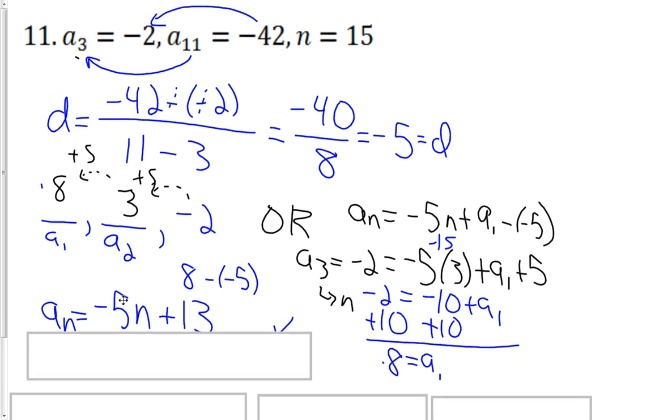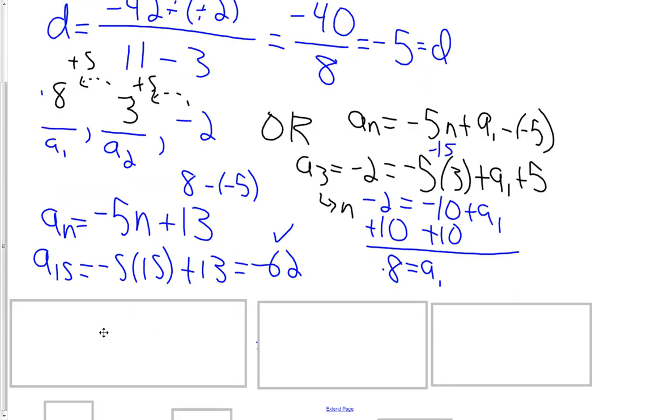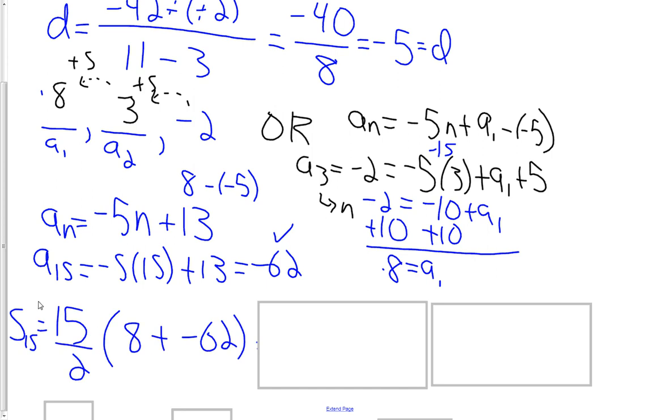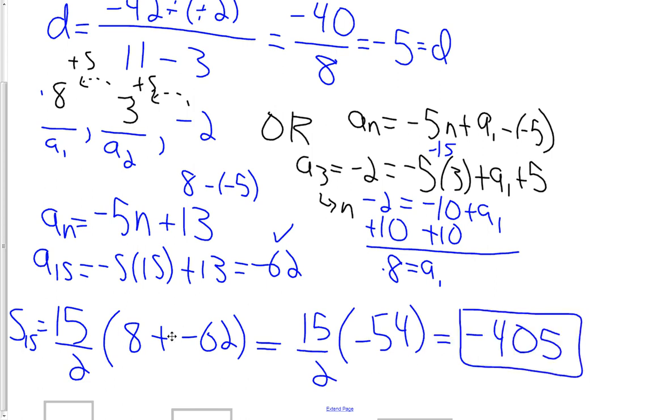And now we need to find the 15th term. A sub 15 is negative 75 plus 13 is negative 62. Plugging into the formula, we've got 15 halves of 8 plus negative 62, or negative 54. So 15 halves of negative 54 is negative 405.